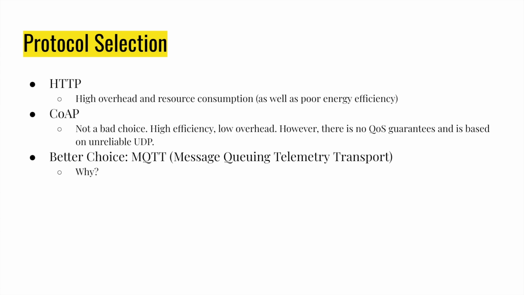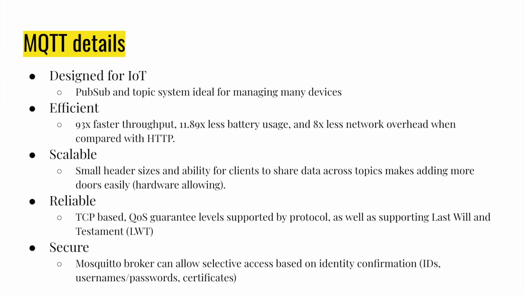This was potentially a good fit because it's energy efficient and has lower overhead than a protocol like HTTP. The downside of CoAP, though, at least for this project, was its lack of quality of service guarantees. So ultimately, we decided to go with MQTT, or Message Queuing Telemetry Transport, and we'll provide some more details about this protocol in the next slide.